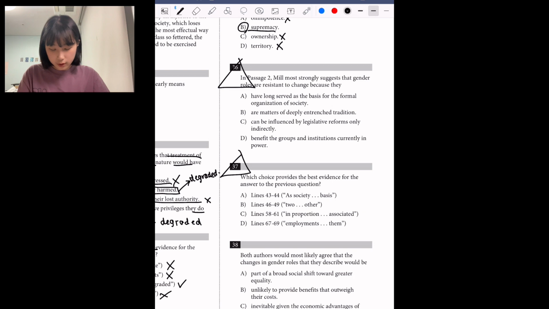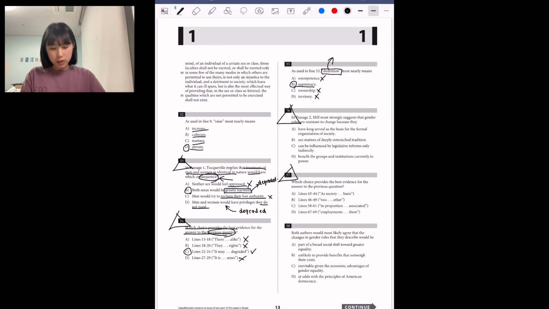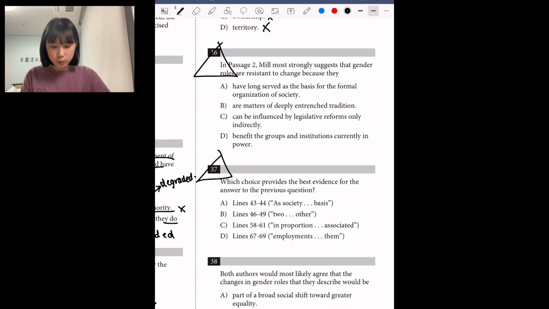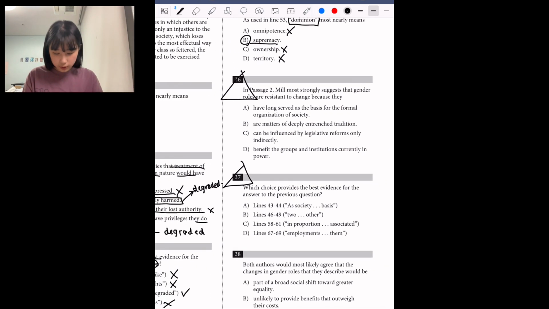And we're going to look at 36 and 37 together because, I guess, they're connected, as were 33 and 34. So here again, we're going to look at 37 first. Which choice provides the best evidence for the answer to the previous question? The previous question is, we're trying to find a sentence that implies that Mill strongly suggests that gender roles are resistant to change because of a reason, and the reason needs to be incorporated in the line. So we're going to look at each line.